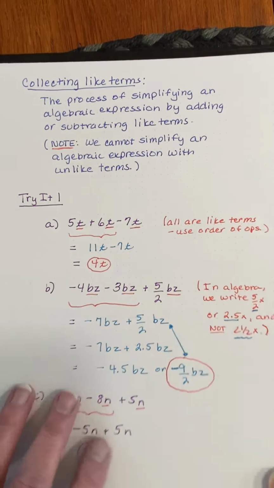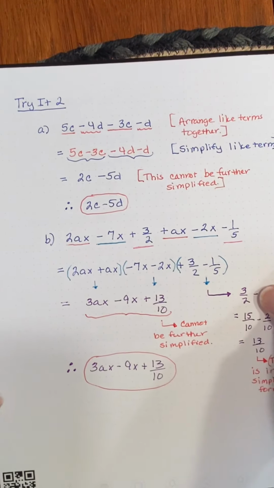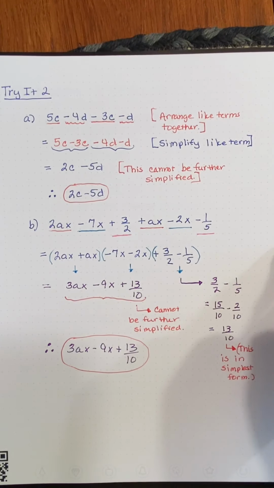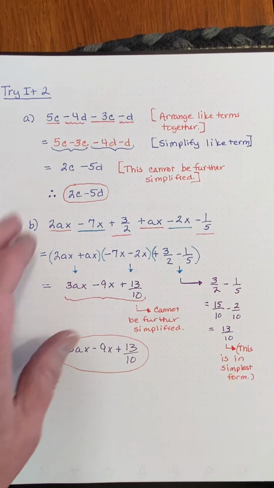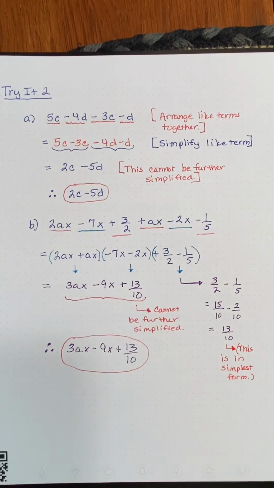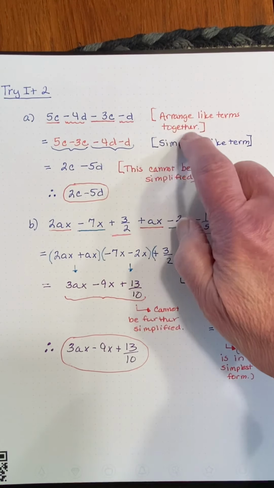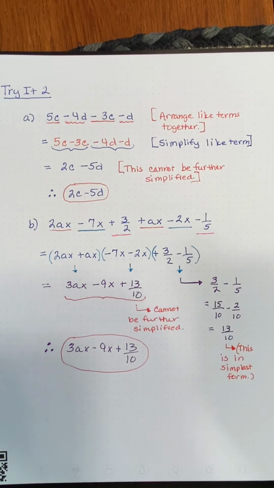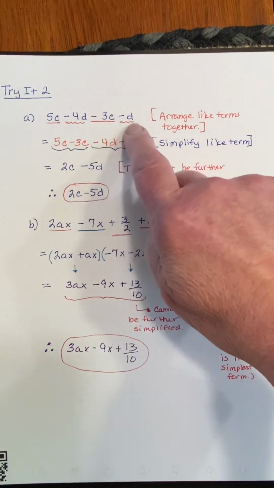Now let's go on to the next page, example 2. Try it 2. And letter A is 5c minus 4d minus 3c minus d. Now, we have a mixture of like and unlike terms. So we're going to arrange the like terms together. This is an important step. Do not skip this step. Take this and rearrange it. We're going to get the c's together and the d's together.